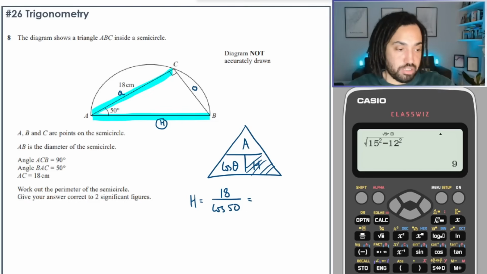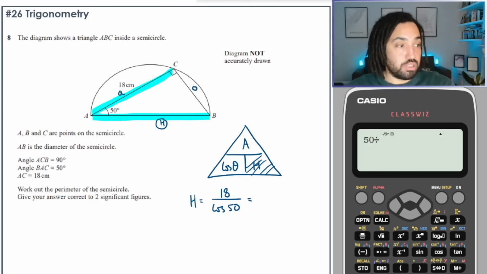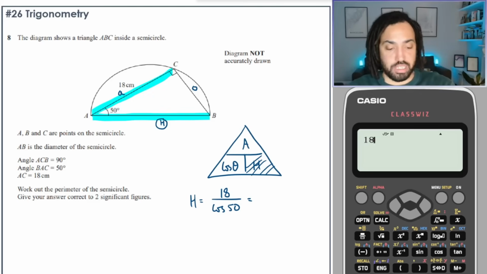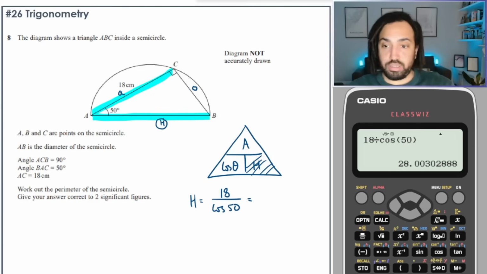Okay, into the calculator we go, and we do 50 over cosine of 50. No, whoa, what am I doing? Slow down there. 18 over cosine of 50. There we go. And that gives me 28 pretty much exactly.